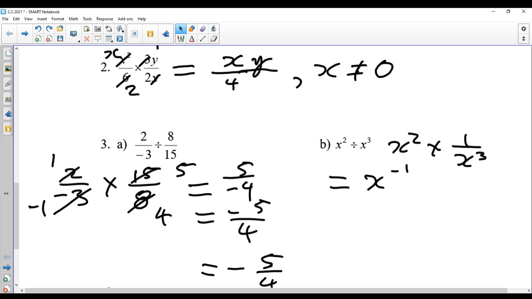Another way of writing this, by the way, is this way: 1 over x to the power of positive 1. But are there restrictions, is what we want to ask. What say you to that? Are there any restrictions on this expression? That's what I need to find out, Jasmita. Any restrictions? What can't be 0? X can't be 0. There you go.